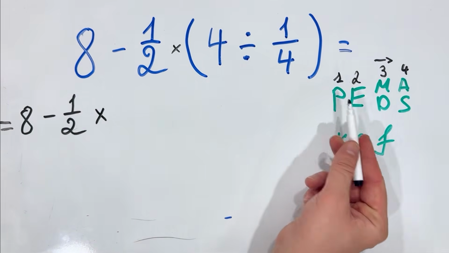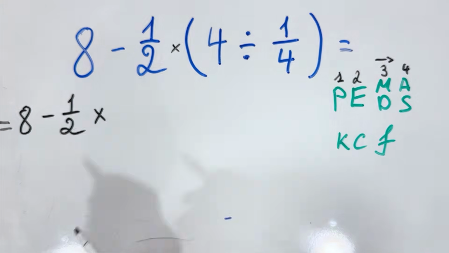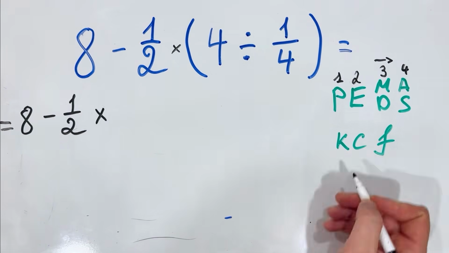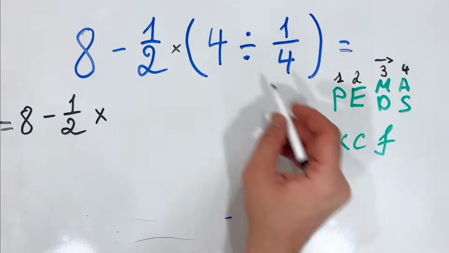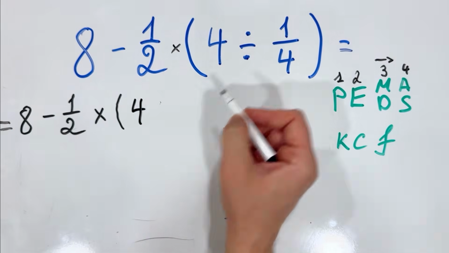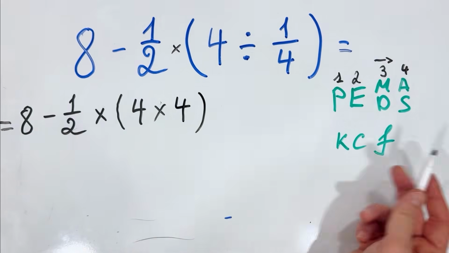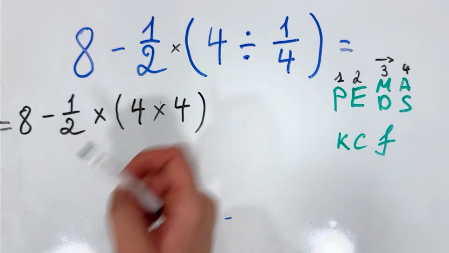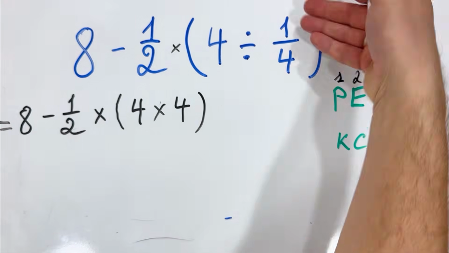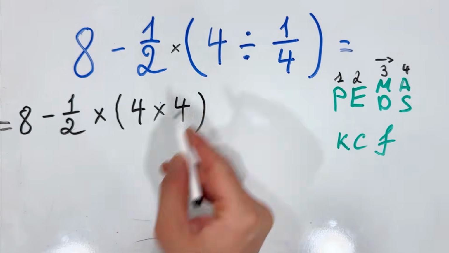Here we have P, so we do what's inside the parentheses. 4 divided by 1 over 4. Here now we will use the second, let's say, trick, which is KCF, which means keep the first. So we're still holding the parentheses. We're keeping the first number, change the sign, and flip the second. So what does it mean in other words? When we have a division of a fraction, we multiply by its reciprocal. So basically we multiply by the number which we flipped. So in this case, 4 multiplied by 4.